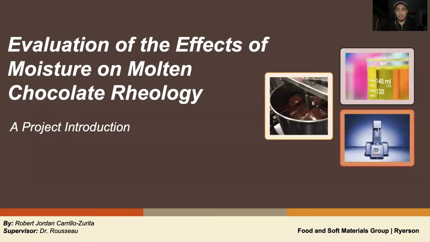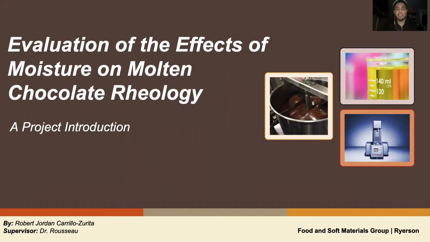So my name is Robert Jordan Carrillo Zarita, but you can just call me Jordan for short. I'm 21 years old and I'm a fourth year biology student. And today I'm going to go over what it's like to be a thesis student working in a food and soft materials lab. Right, and so my project is titled Evaluation of the Effects of Moisture on Molten Chocolate Rheology.